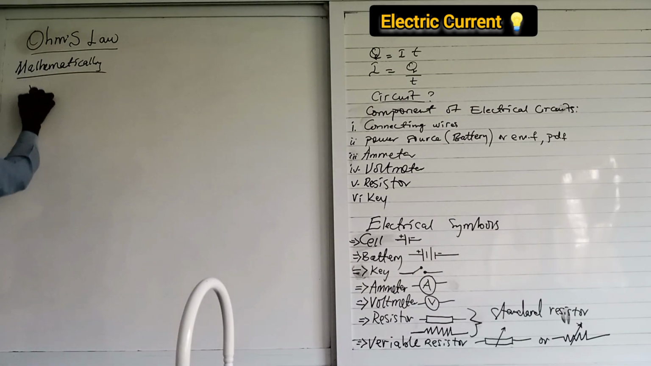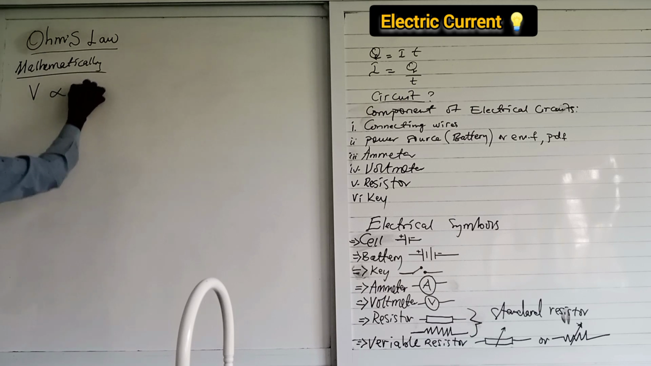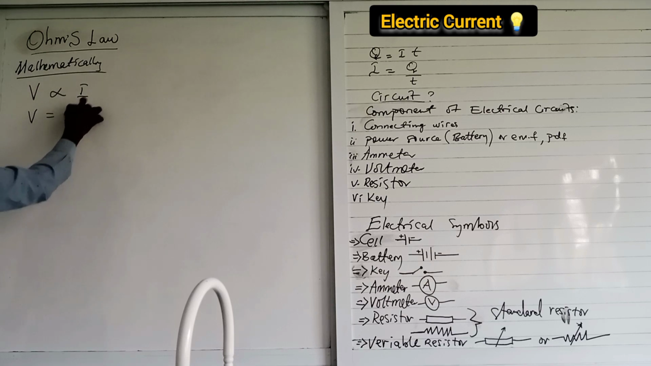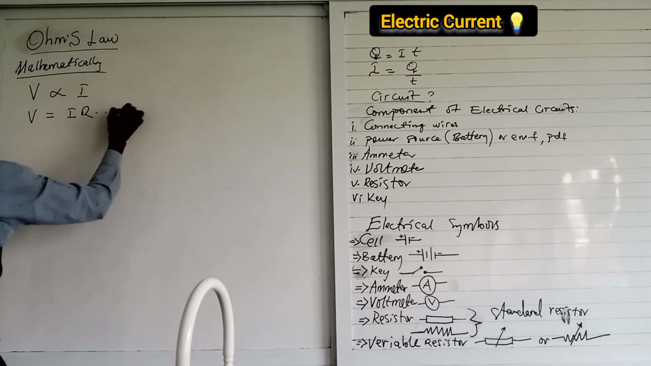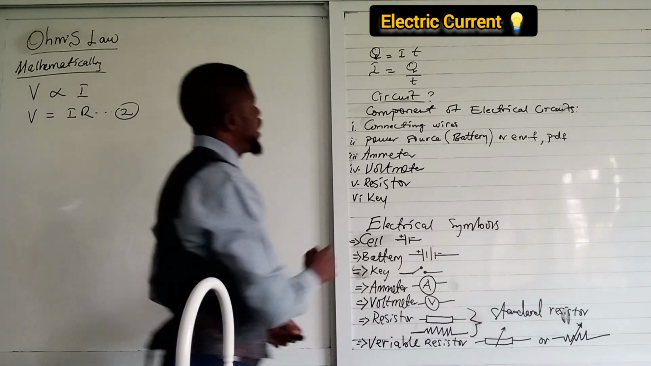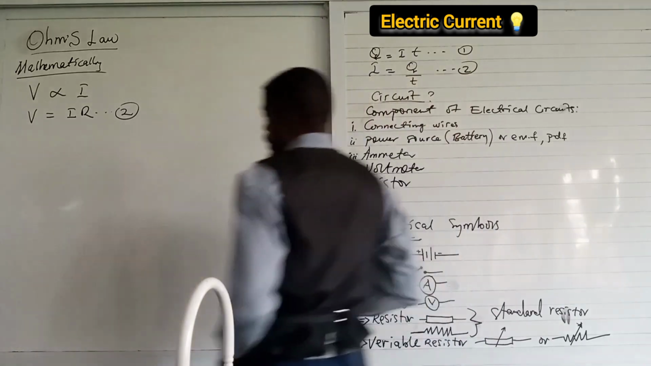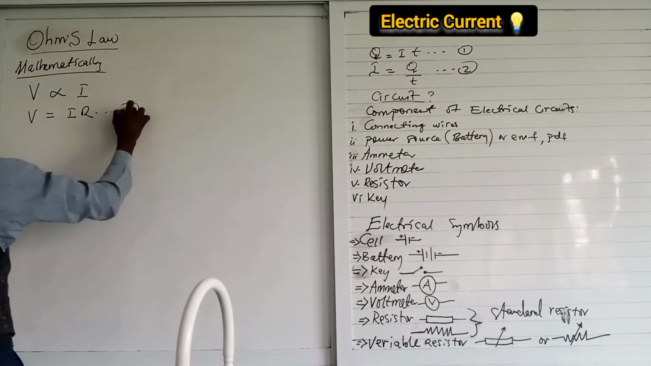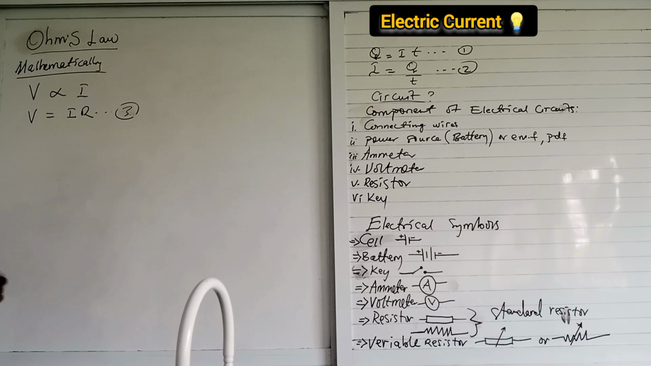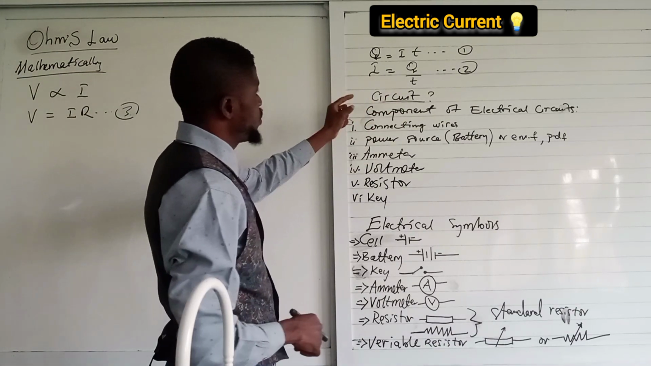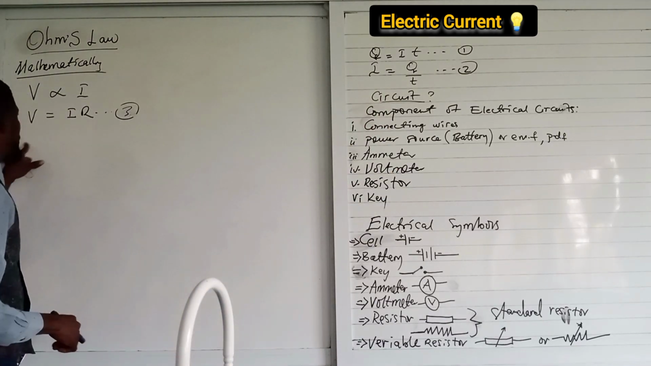Mathematically, Ohm's law states that V is proportional to I. And removing the sign of proportionality, we'll have V = IR. So we can call this equation number 3. We called the earlier ones equation number 1 and equation number 2. So we have discovered 3 equations here: Q = IT, I = Q/T, and V = IR.